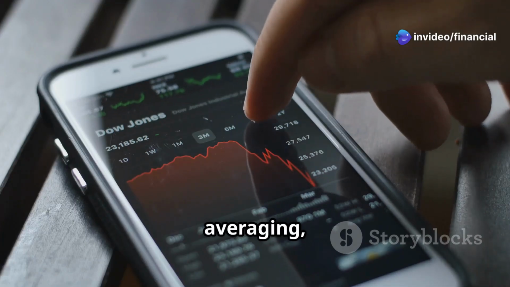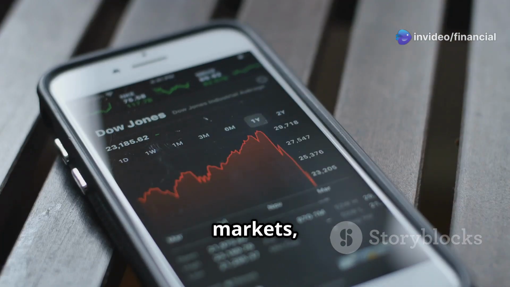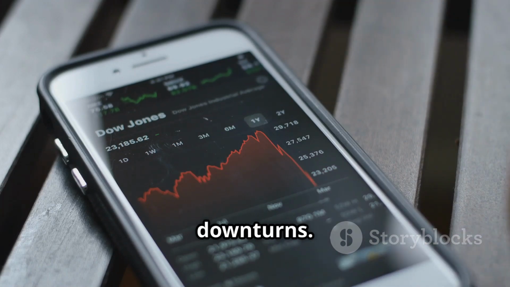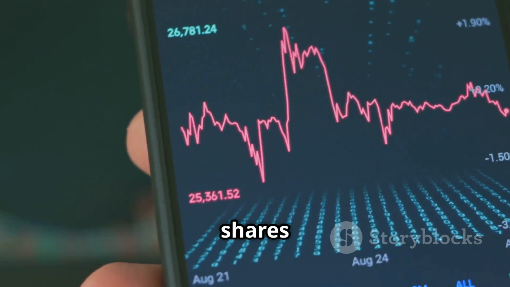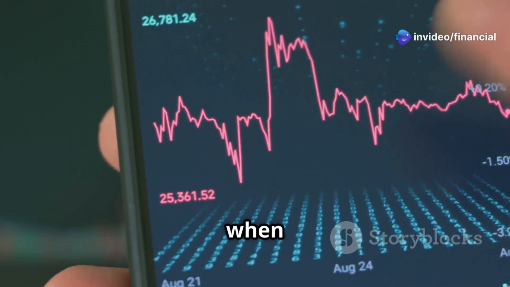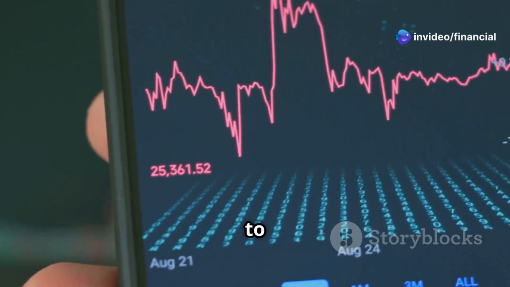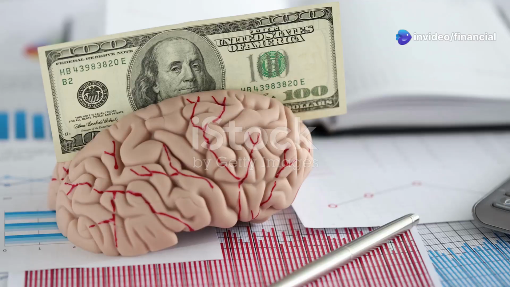Dollar cost averaging, while potentially lagging in bull markets, provides a cushion during market downturns. By investing consistently, DCA investors purchase more shares when prices are low and fewer when prices are high, potentially leading to a lower average cost per share.